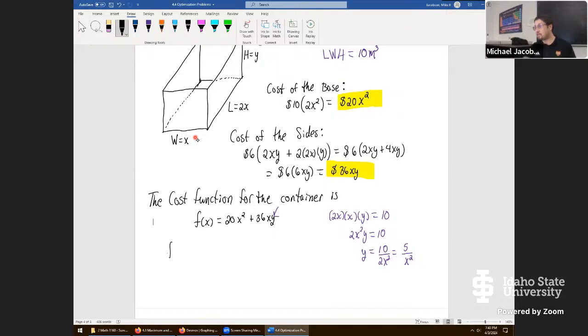We have f of x equals 20x squared plus 36x times, here's our substitution step, 5 over x squared. And so now next step, f of x equals 20x squared plus, 5 by 36 is going to be something like 150 plus 30, I believe that's 180. And then x divided by the x squared.